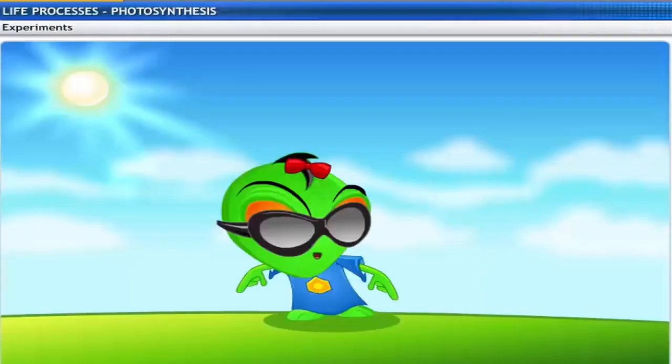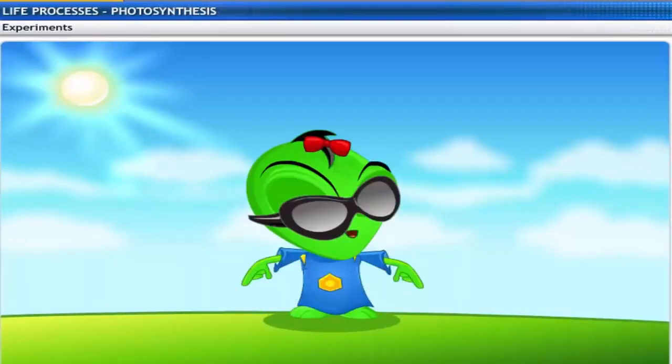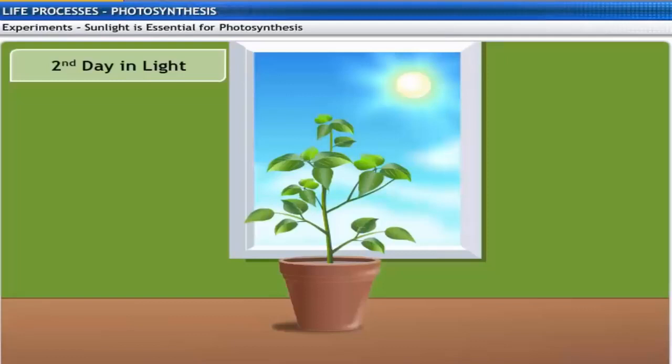I really detest this light. I wish there was no sunlight on Earth. Well, actually sunlight is essential for the process of photosynthesis. Let's try this experiment to prove it.